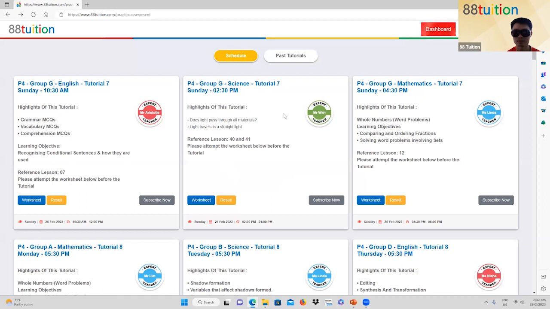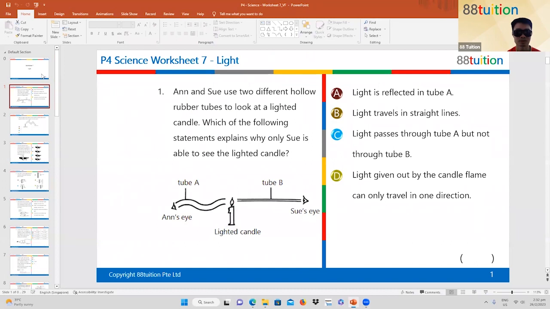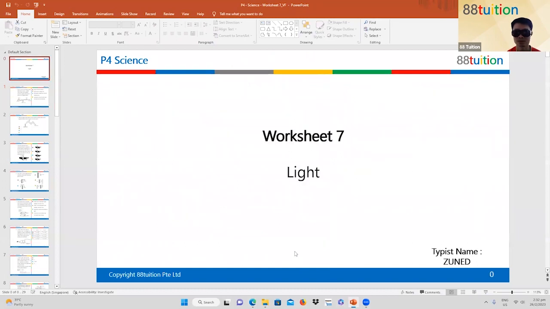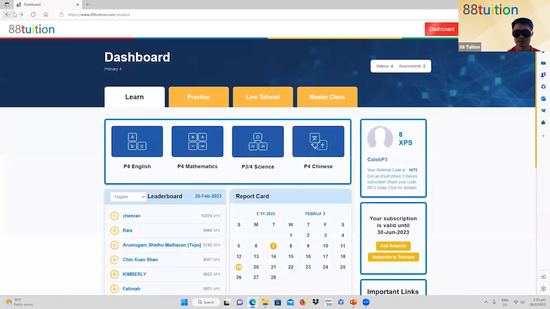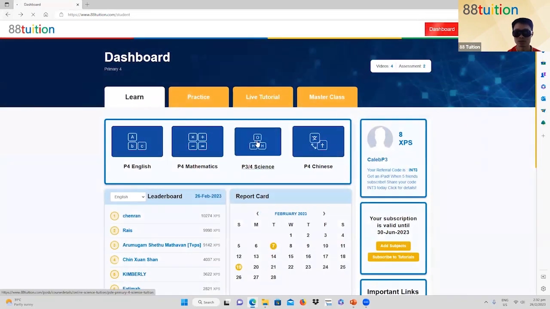And we are doing tutorial 7, which is this one, the one that I just showed you. Worksheet 7, and we're going to reference lesson 40 and 41. Okay, and where to find 40 and 41? Okay, go to learn.